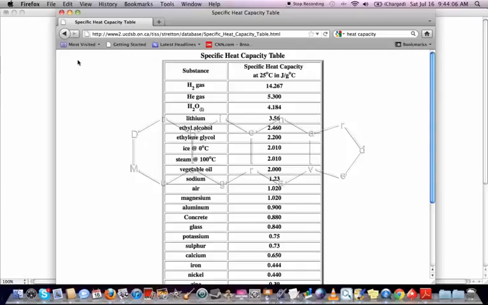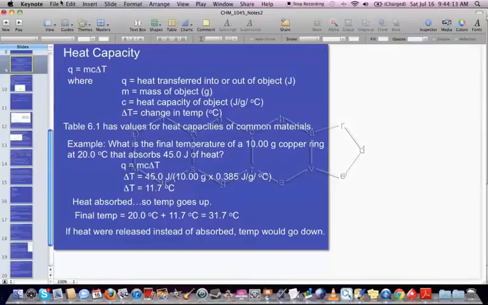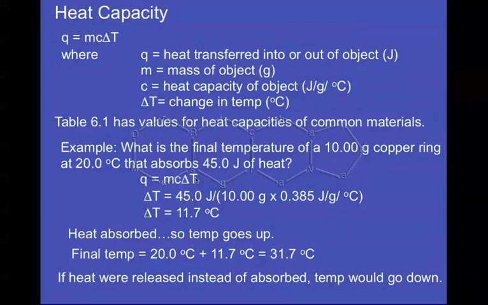Alright, let's take a look at a problem that involves heat capacity and temperature changes. So here's an example. What is the final temperature of a 10.00 gram copper ring at 20.0 degrees Celsius that absorbs 45.0 joules of heat? Alright, so what we're going to use is our Q equals mc delta T. If we rearrange this, we have delta T equals Q over mc. And that's what we're doing here.